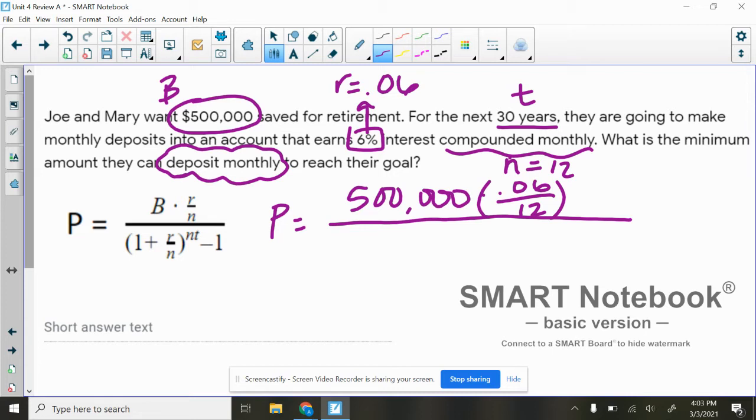And then our denominator needs to look like our normal parentheses, 1 plus 0.06 divided by 12, that 1 plus r over n, that's pretty normal for all of our compound interest needs, raised to the nth power. So that's going to be to the 12 times 30. And then on the end here, in the denominator, we need that minus 1. So we are going to plug that in.